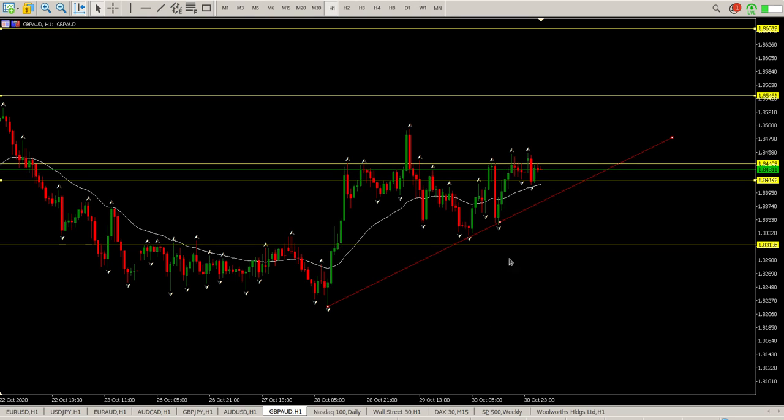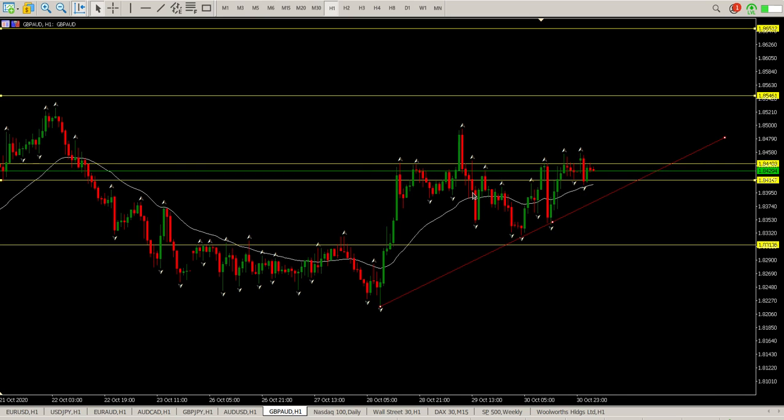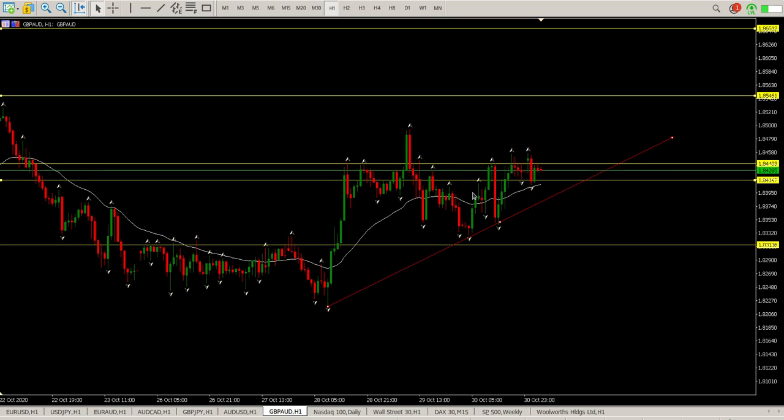So of all the pairs, British pound Aussie dollar is the one that I am watching the most at the moment, because there is good potential here, and there's no US dollar involved, so I don't have to worry about the elections that much.